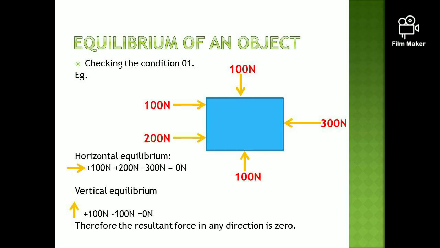Let's try to check condition 1 for this object as well. If you consider horizontal equilibrium, that is 100 newtons plus 100 newtons plus 200 newtons minus 300 newtons, which turns out to be 0. So horizontally it's in equilibrium. If you consider vertically, it should be plus 100 and minus 100, and that also equals 0. Therefore, we can say the resultant force in any direction is 0 and it satisfies condition 1. Now, you have to understand the satisfaction of condition 1 from these two examples.